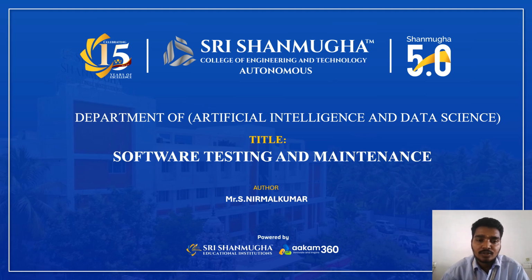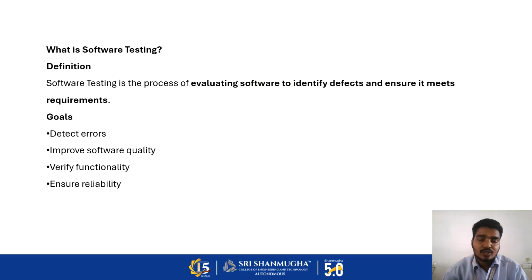Hello students. Today we will see the fourth unit of the software engineering subject. The fourth unit is software testing and maintenance. What is software testing? Software testing is the process of evaluating software to identify defects and ensure it meets the requirements. The goals are to detect errors, improve software quality, verify functionality, and ensure reliability.